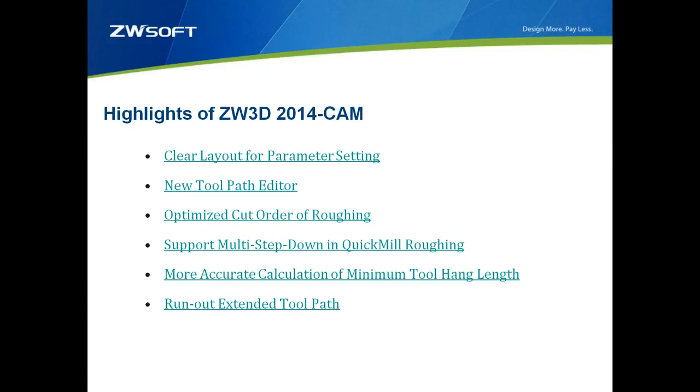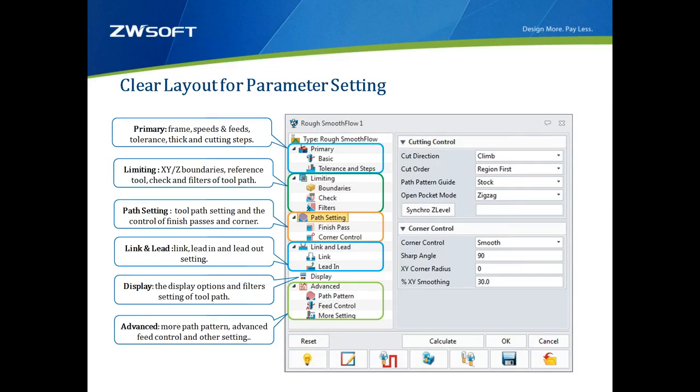And next, we will talk about the calculations improvement and about the minimal tool hanger. Last, we will take a look at the run-out extended toolpath, which is often used for some precise machining. Okay, these are the options for today's topic. So let's go see the details about each of them.